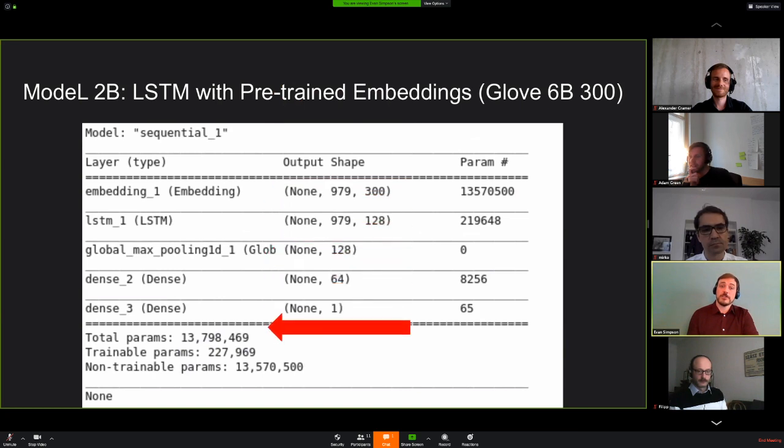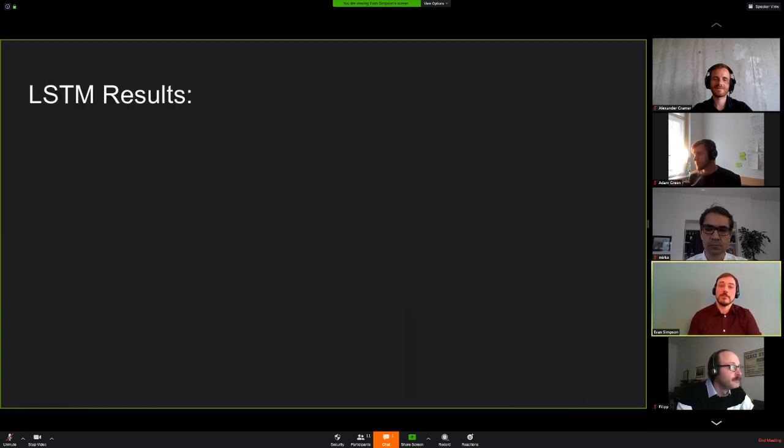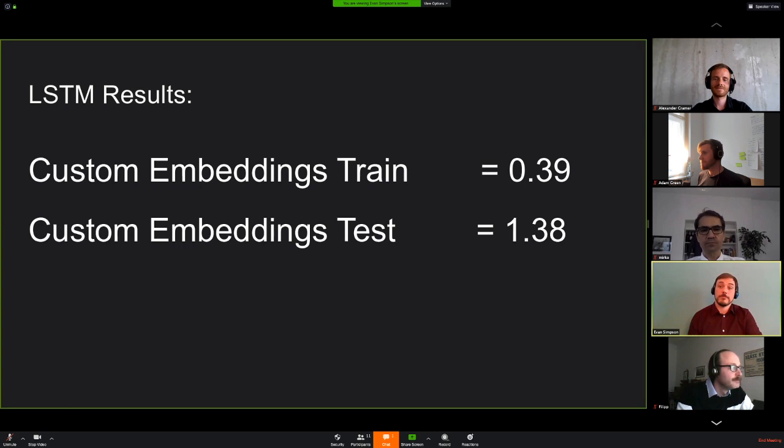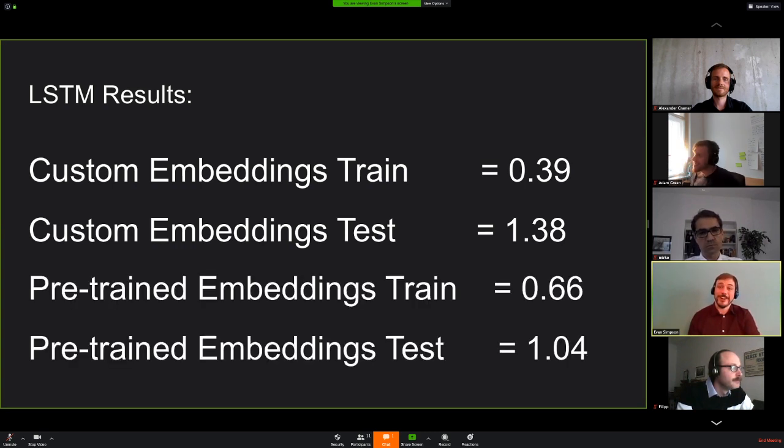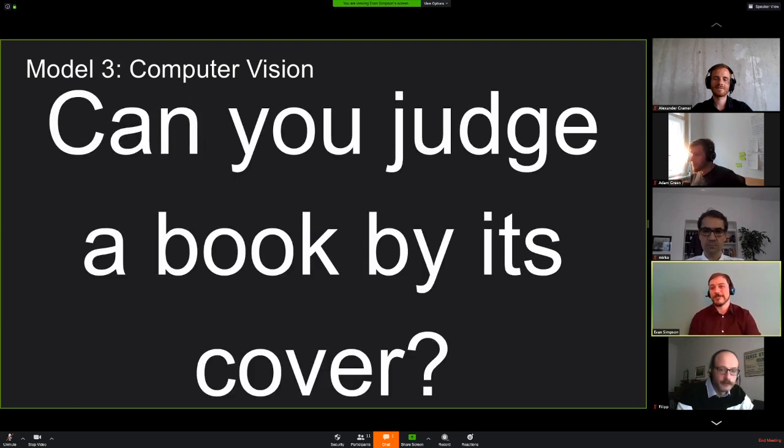And now you notice that there's only 227,000 trainable parameters because the embedding layer is frozen. And therefore, we're not going to be training that. And the results: custom embeddings did quite well. However, the pre-trained embeddings did even better. And that leads us to the point where the pre-trained embedding on the test is almost 1, which is really good. And then finally, got to answer the question, can you judge a book by its cover?